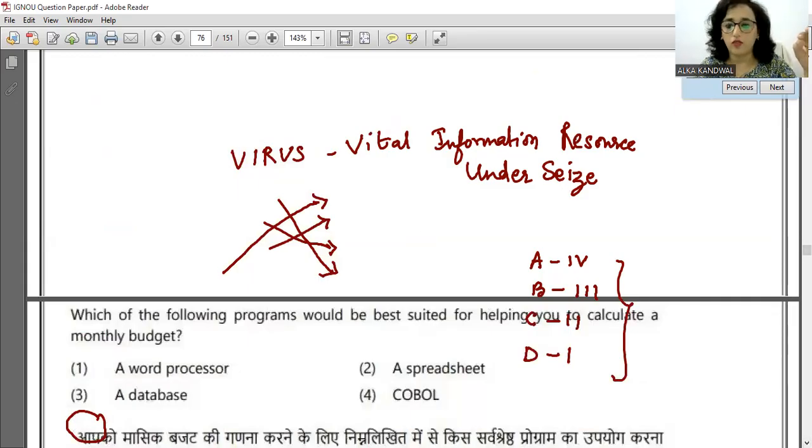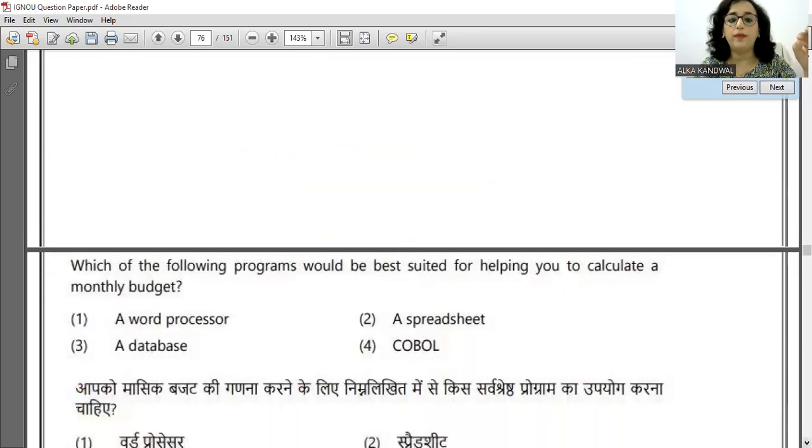What is the next question? Which of the following programs would be best suited for helping you to calculate a monthly budget? If you want to make your monthly budget, तो हमको पता है कि हमको Excel है, मगर बहुत सारों को ये नहीं पता होता है कि Excel को ही स्प्रेडशीट बोलते हैं.